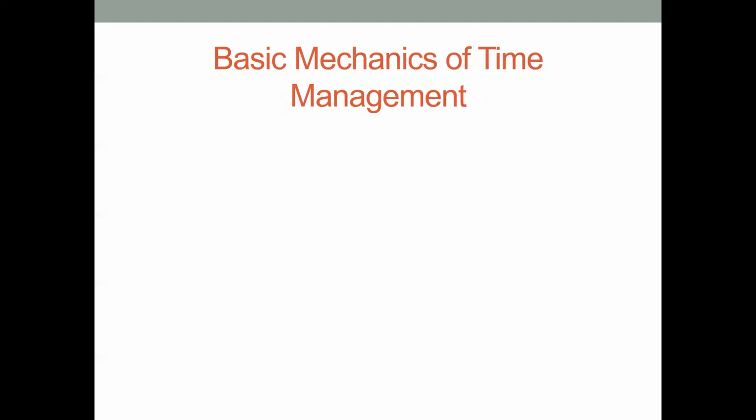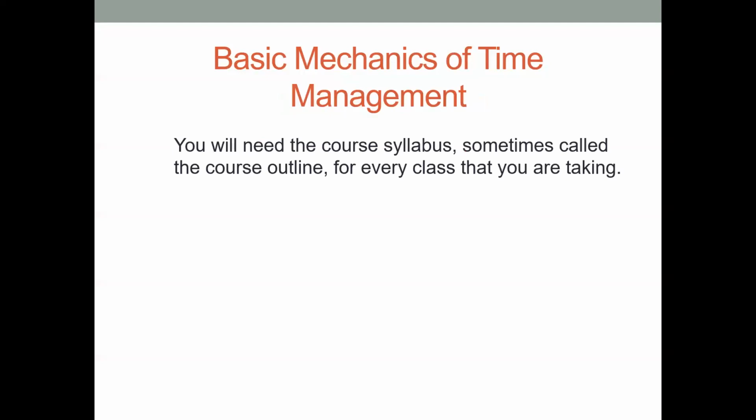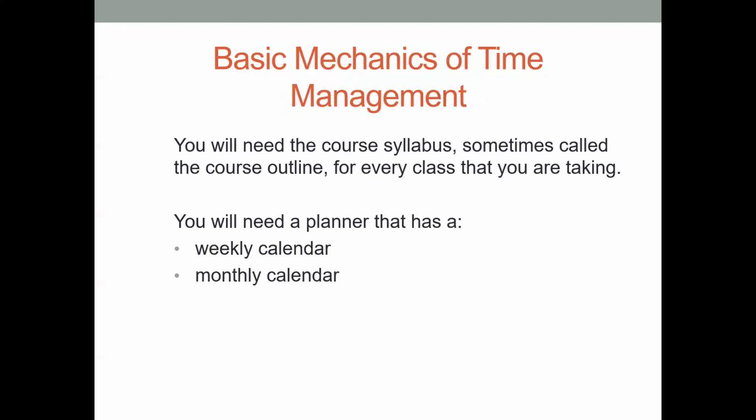Let's start with the basic mechanics of time management. You will need your course syllabus or course outline for every class you are taking. This is usually given to you by your professor at the start of each semester, either in hard copy or online. If you decide to use a planner, buy one that has both a week at a glance and a monthly calendar. If you prefer, set this up on your computer and enter the information there.